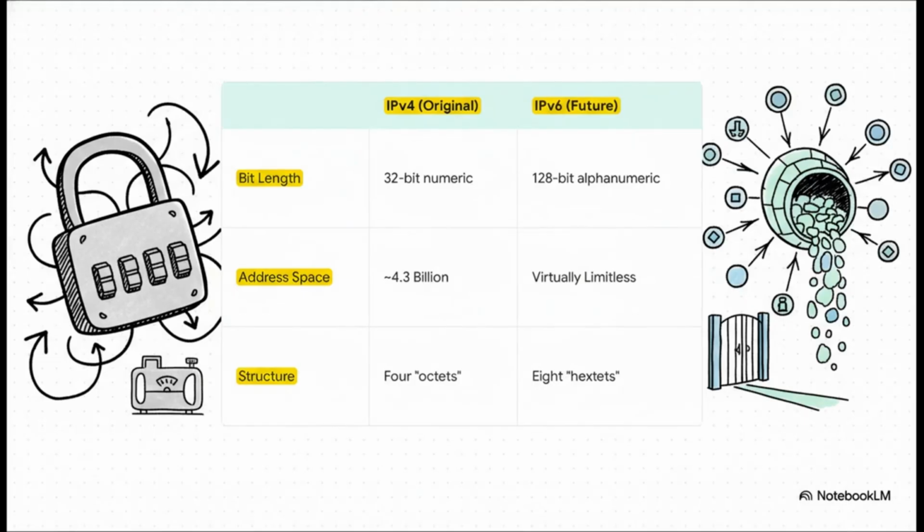So the solution was a complete, total upgrade. The old system, IPv4, was built on this 32-bit structure with 4 blocks of numbers. Its replacement, IPv6, is a massive leap to a 128-bit format that uses 8 blocks of letters and numbers. And that one change expands the number of available addresses to a number so ridiculously large we'll probably never run out. It's the future-proof solution to the internet's big address shortage.